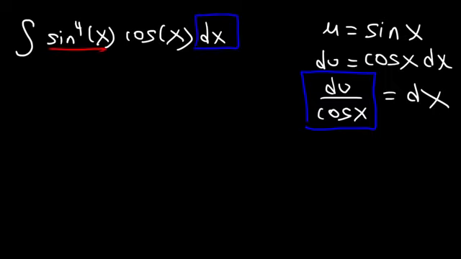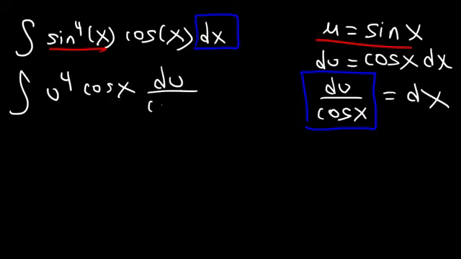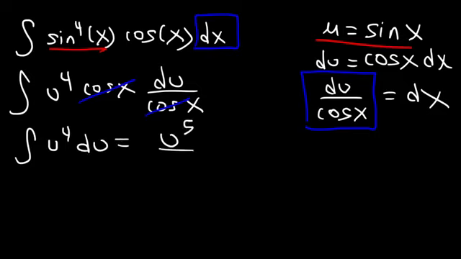So let's replace this with u. So this is going to be u to the 4th times cosine x, and dx is du divided by cosine. So we could cancel cosine x. And so we're left with the indefinite integral of u to the 4th du. Using the power rule, 4 plus 1 is 5, and then divide by 5. So we have 1/5 u to the 5 plus c.